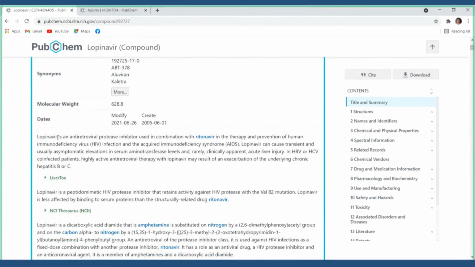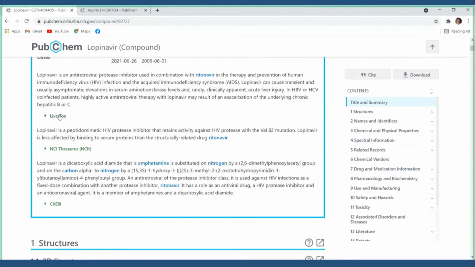So you can read about Lopinavir. Lopinavir is an antiretroviral protease inhibitor drug used in combination with ritonavir in the therapy and prevention of human immunodeficiency virus, HIV infection, and the acquired immunodeficiency syndrome, AIDS. Lopinavir can cause transient and usually asymptomatic elevation in serum aminotransferase levels. These are enzymes. You may not understand this as engineering students, but at least it gives you info about it. It also talks about liver toxicity, how it can be toxic to the liver.